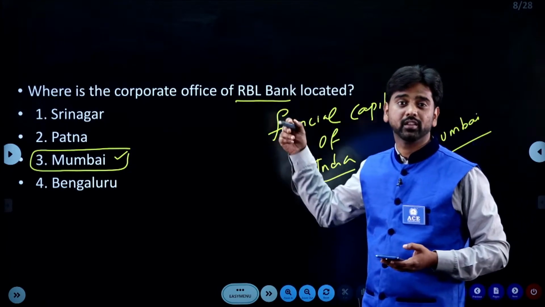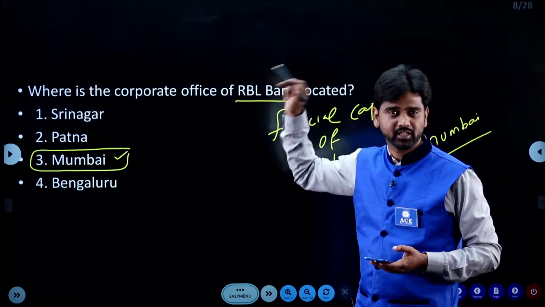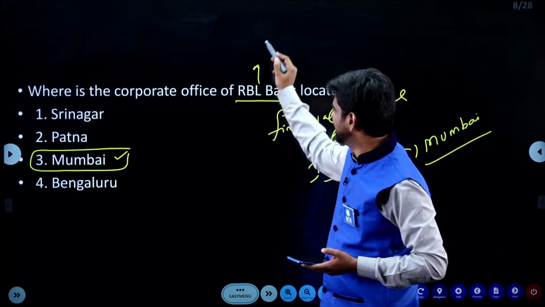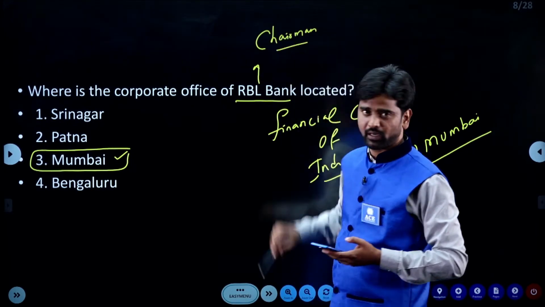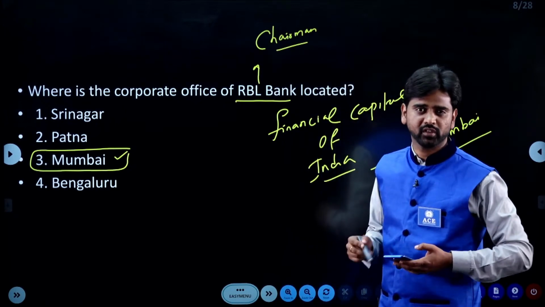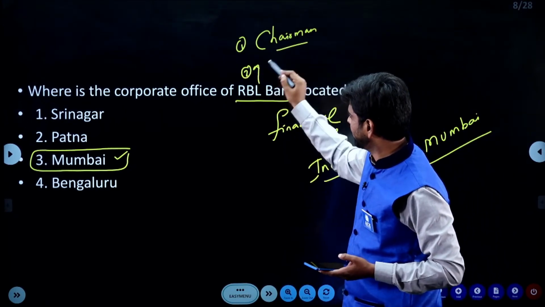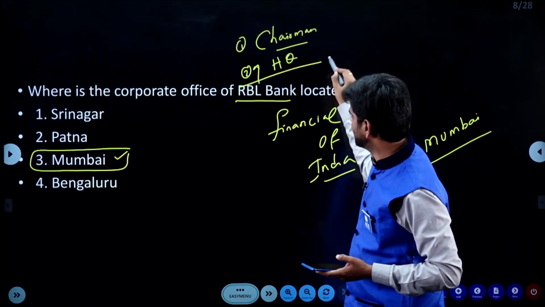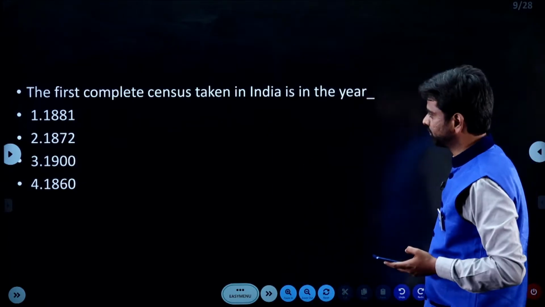So he is mainly focusing on the new banks, their headquarters and their chairmans. The future question we may expect is, who has been appointed as the chairman of this RBL bank? This is the first question which we may expect. And obviously he has asked about the headquarters also. So mainly focus on the chairman and the headquarters, guys. Now I'll directly jump into the third question.